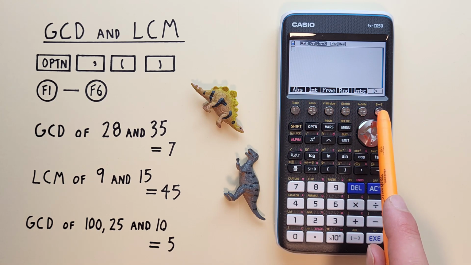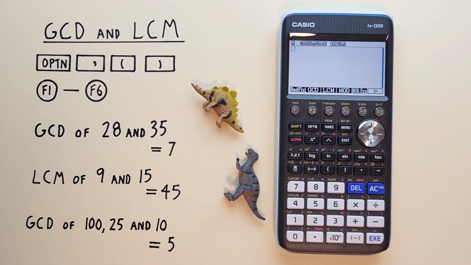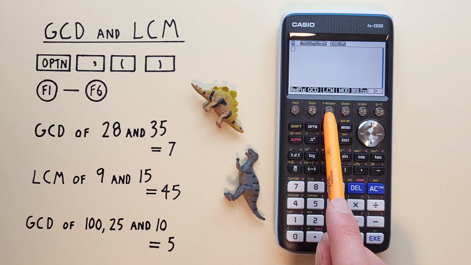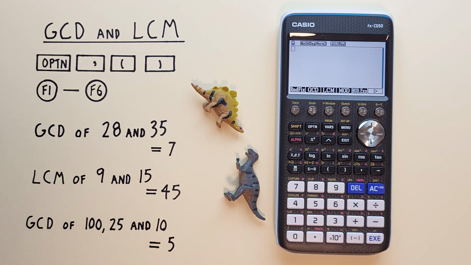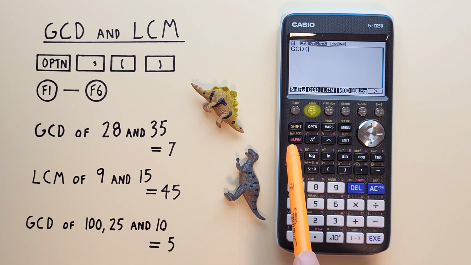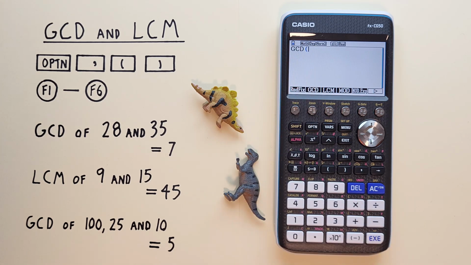And again, we hit F6 to go to the next set of options. Now we see above F2 GCD and above F3 LCM. So if we were trying to find the GCD, or greatest common divisor, of 28 and 35, we hit F2 for GCD. Now we see GCD on our screen with a bracket.